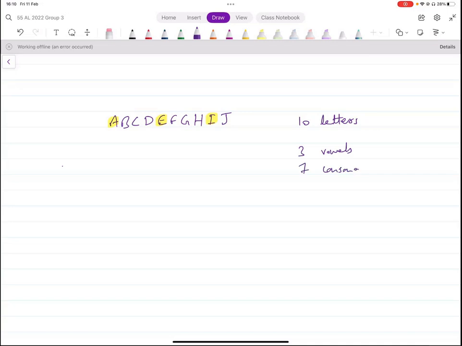Seven consonants. Now what we want to do is we want to find the number of possible arrangements of these objects, of these letters.